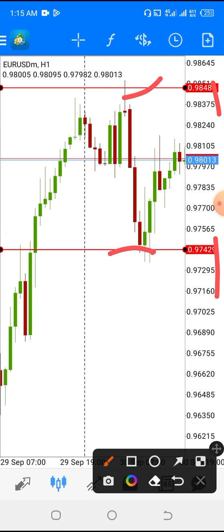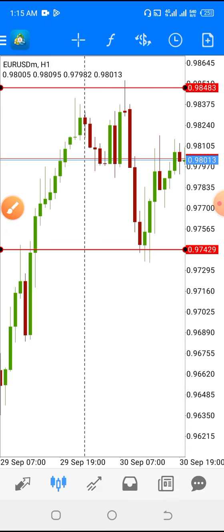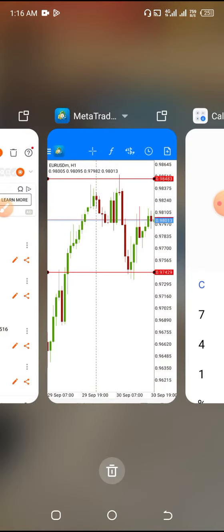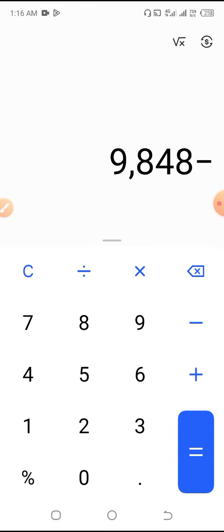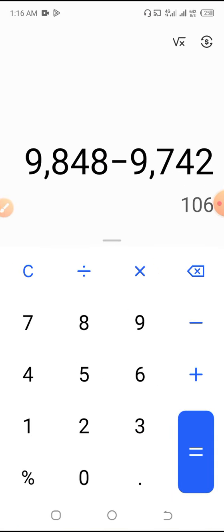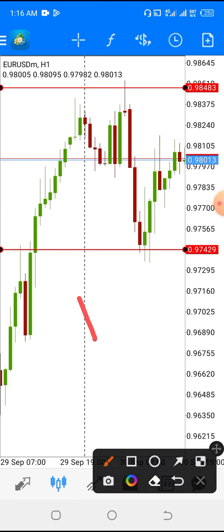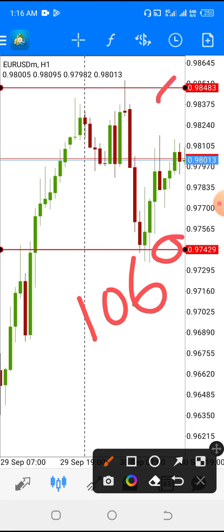You get that? Now let's go straight away. 98.48 minus 97.42. Wow, that is 106 pips. Guys, you're expecting to make a lot of money in that market. You're expecting to make 106 pips, because that's from here up to here. That's a lot, and that is very good.